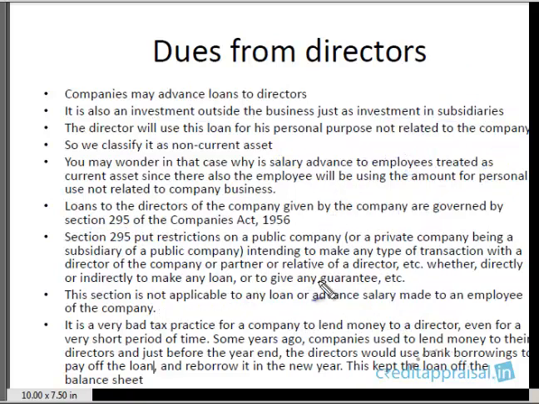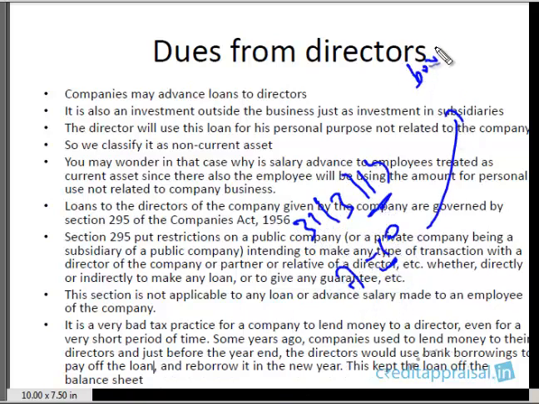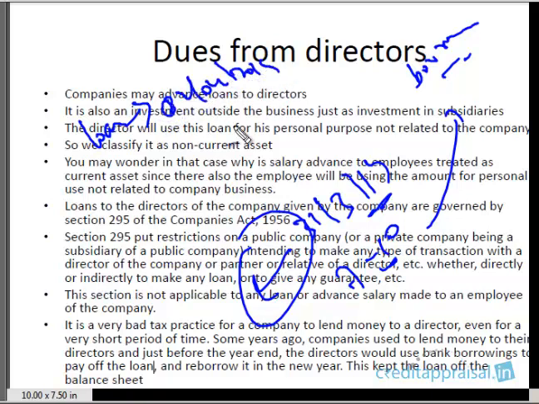Actually, it's a very bad practice to lend money to a director, even for a very short period of time, because some years ago there was this practice. Companies used to lend money to the directors, and just before the year end, when the year end is 31st March 2014, maybe some 7 or 10 days before, what they used to do is borrow money from the banks in their personal capacity, and then pay off these loans to the company, right? First of all, they used to take a loan from the company. Say, for example, on 2nd April 2014, they have taken a loan from the company.